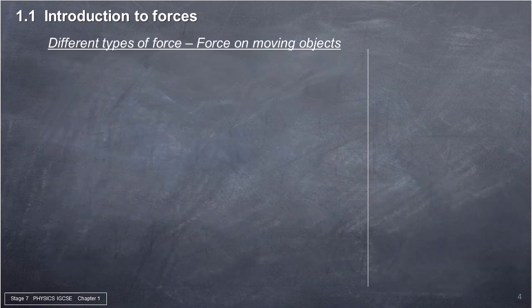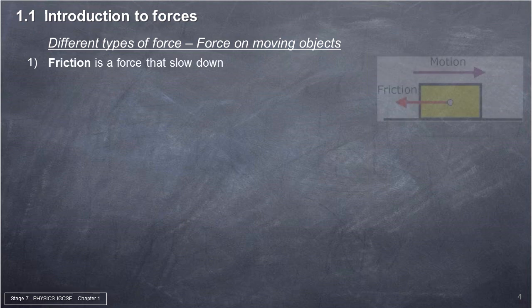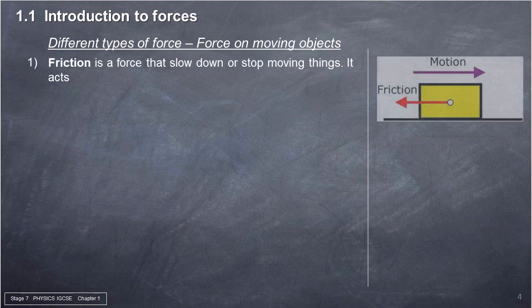Different types of force on moving objects. 1. Friction is a force that slows down or stops moving things. It acts on the opposite side of a moving object.